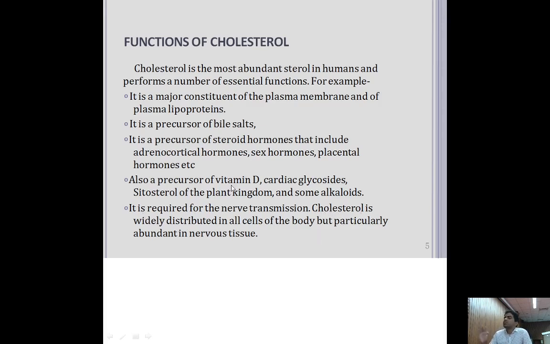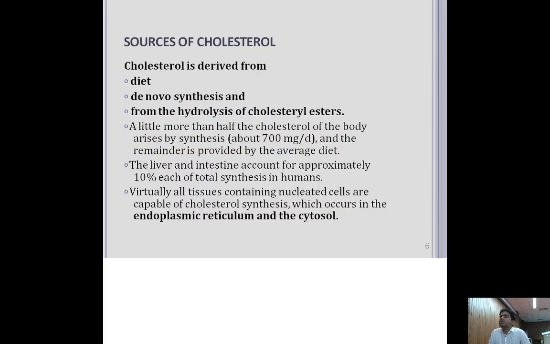Cholesterol is widely distributed. Basically most of the cells present in the body can form cholesterol. So what are the sources? Sources of cholesterol are of three types. Either you take it in the diet, or de novo synthesis, which means completely new.